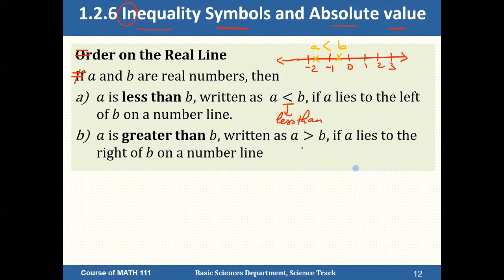Greater than, we use this symbol. In this case, A is on the right and B is on the left. A is greater than B, or B is less than A. If A is greater than B, then B is less than A, and so on.